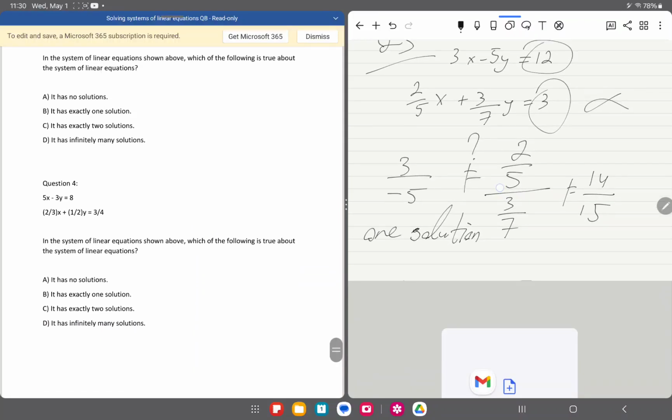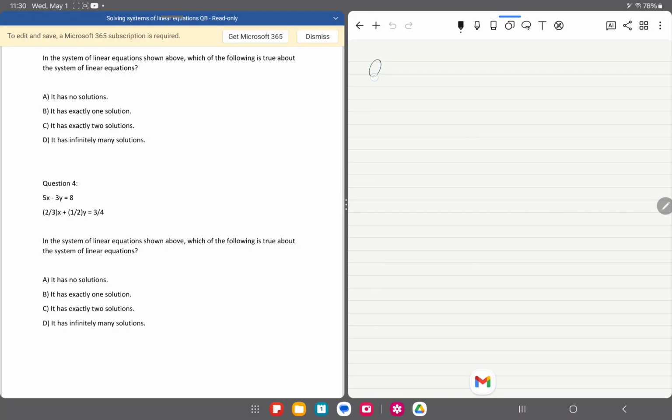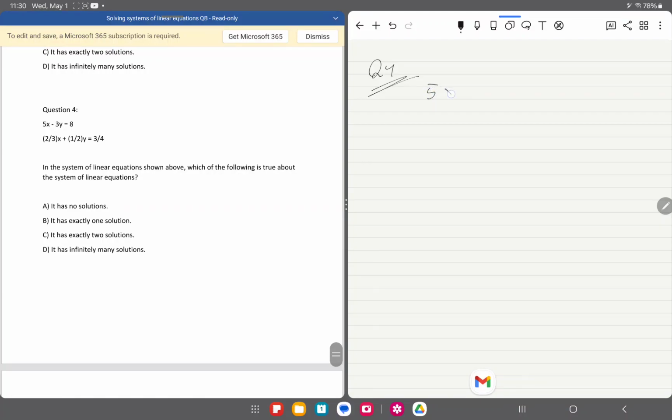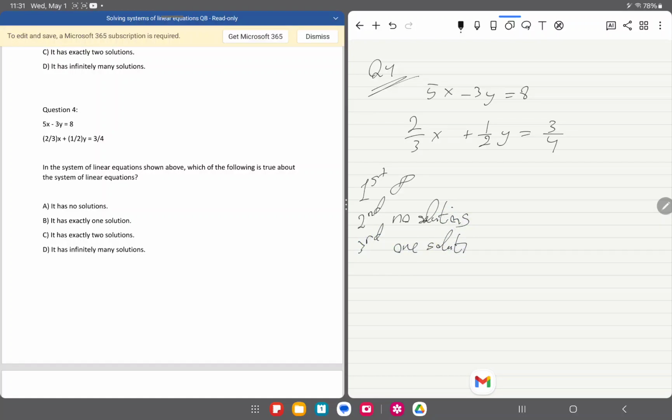Okay, let's go to question 4. So question 4, 5x minus 3y is equals to 8. 2 over 3x plus 1 over 2y is equals to 3 over 4. Now, as we said, first infinity, second, no solutions. Third, I would check for one solution. So let's go.